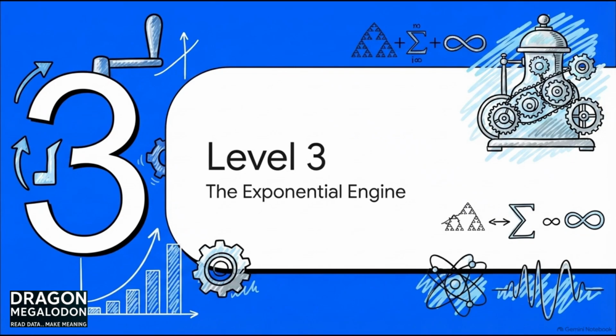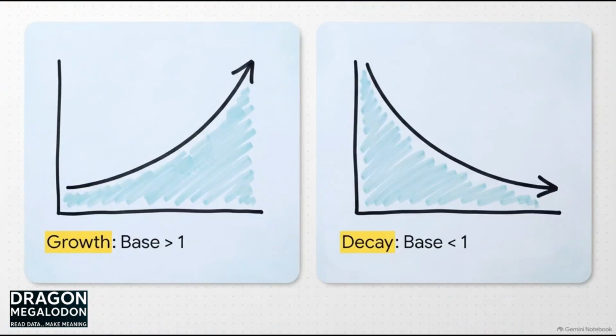Let's crank it up. Level 3, the exponential engine. This right here is where things scale aggressively, mostly because your variable is actually up in the exponent. The entire behavior of this engine relies on its base number. If your base is greater than 1, you trigger exponential growth. We're talking about things like a 3% annual interest rate compounding on itself, or bacteria just rapidly multiplying in a server room petri dish. But if your base is less than 1, you trigger exponential decay.